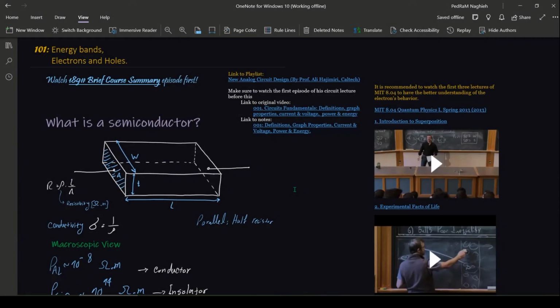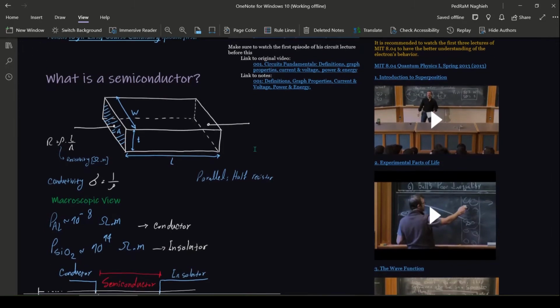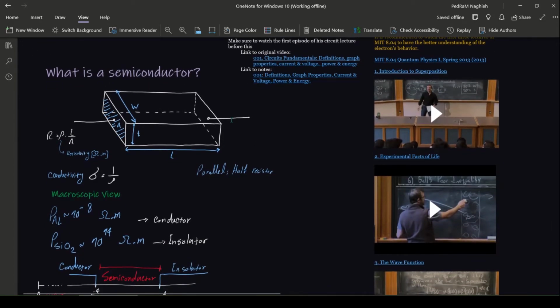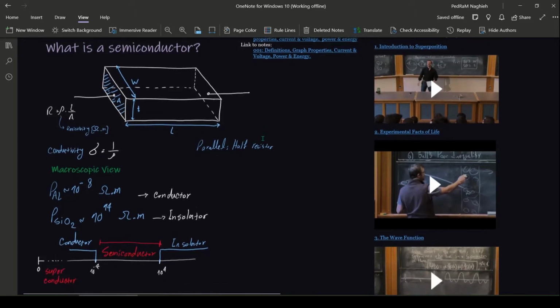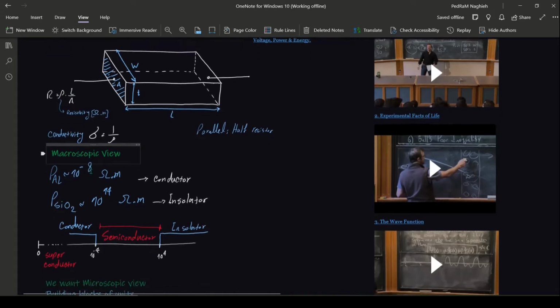Alright, welcome back. This is a summary of the first lecture of the analog design. We start our lecture with the question of what is a semiconductor. To answer that, we have a slab of material here. To calculate its resistivity, we have this formula. We have conductivity. At the macroscopic level, we can calculate it like this.